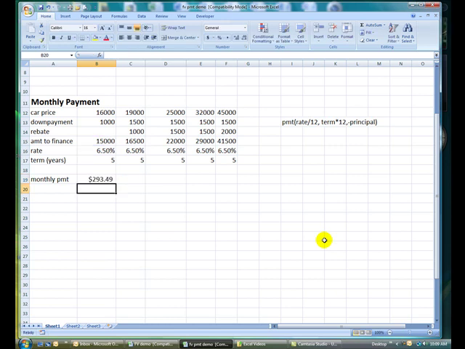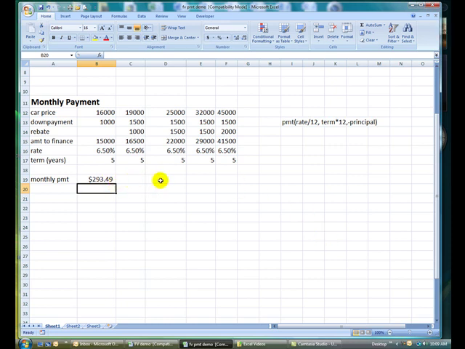and I see that my monthly payment for the $16,000 car with a down payment of $1,000, so my amount to finance is $15,000, is $293.49.